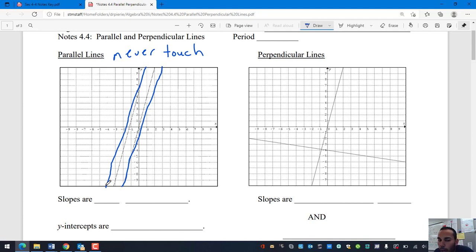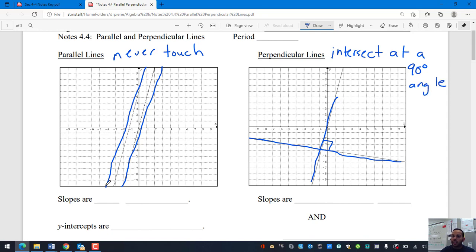The opposite of parallel lines would be what we call perpendicular lines. These two lines definitely intersect, but they intersect in a very unique way. They intersect at what we call a 90-degree angle. It is a perfectly straight angle between the line that's going up and down and the line that's going left to right. What do you need to know about perpendicular lines? They intersect at a 90-degree angle. Essentially, they make a perfect L when they cross paths.